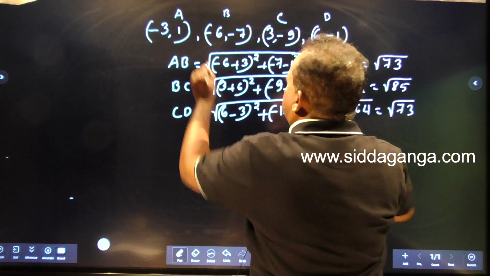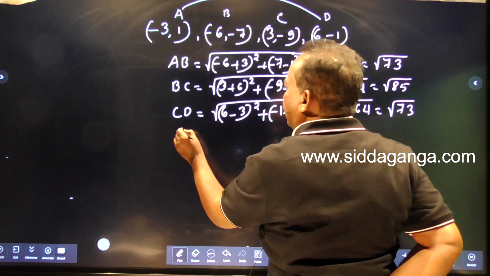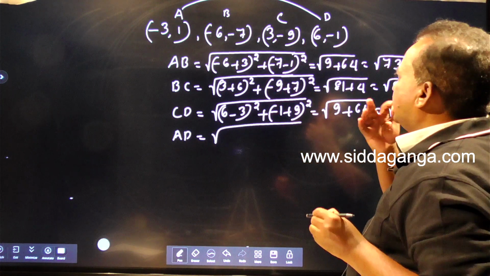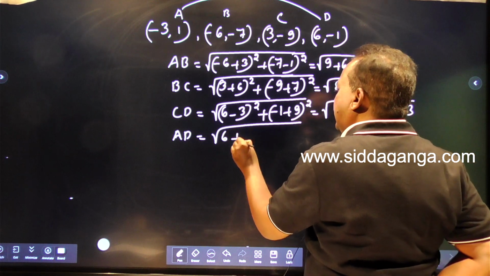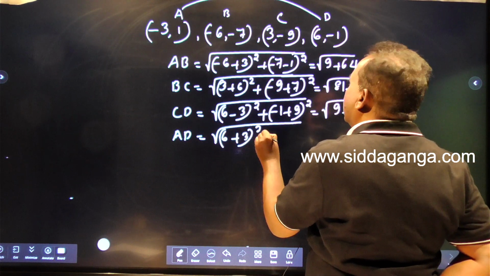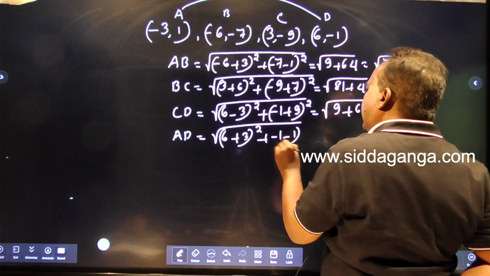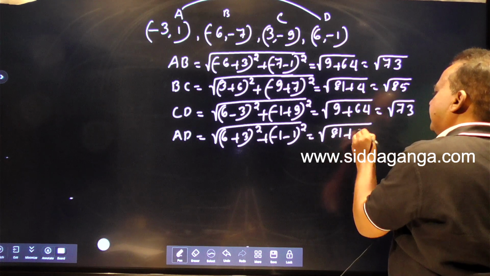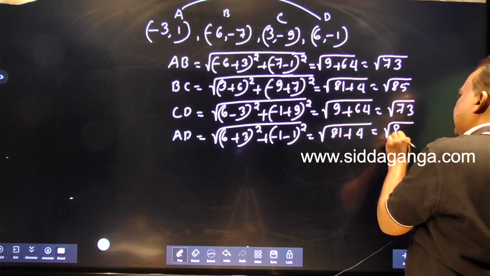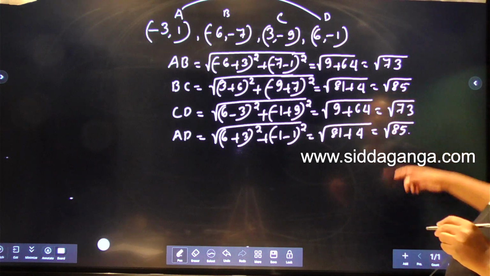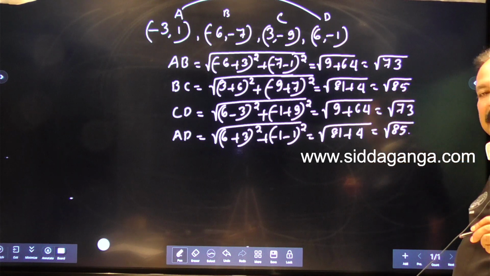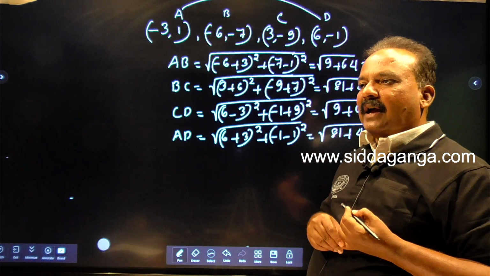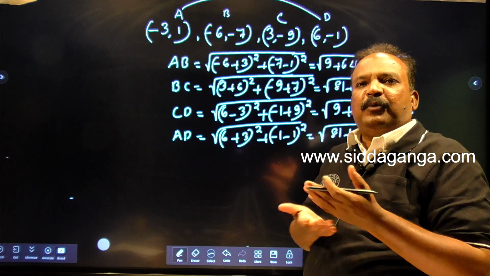And then the last distance must be AD. It is also a side. AD, 6 minus of minus 3, whole square, plus y2 minus y1, minus 1 minus 1, whole square. 9 square is 81, 2 square is 4. 81 plus 4 is 85. See, opposite sides AB and CD are equal. BC and AD are equal. Opposite sides are equal. And in a rectangle also the opposite sides are equal.